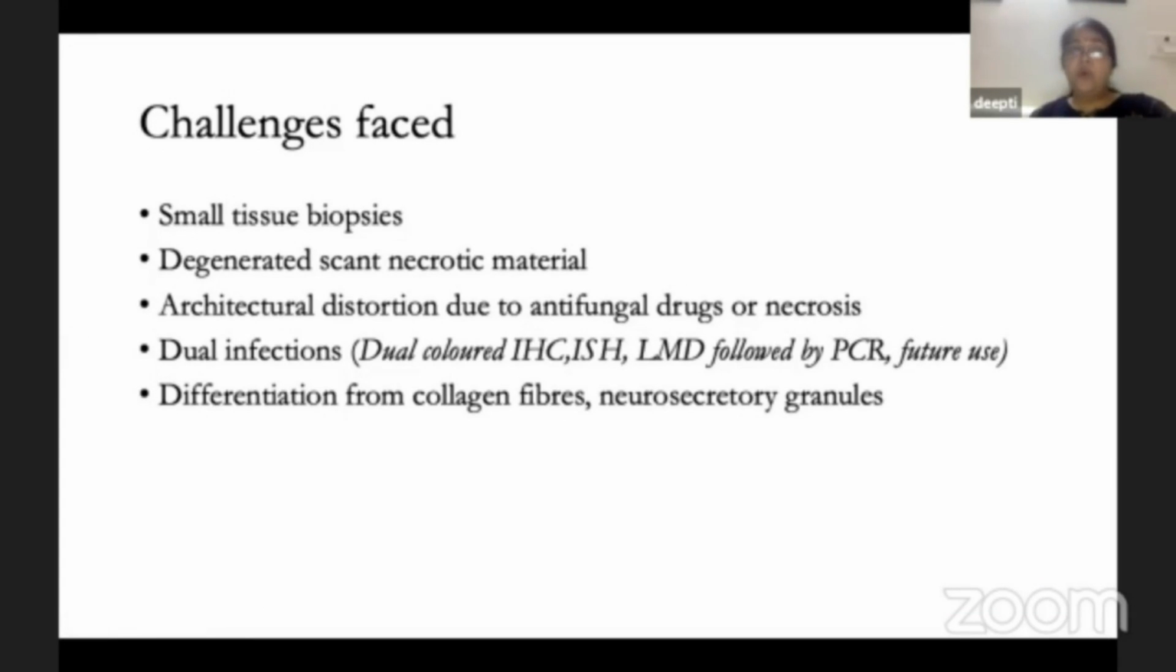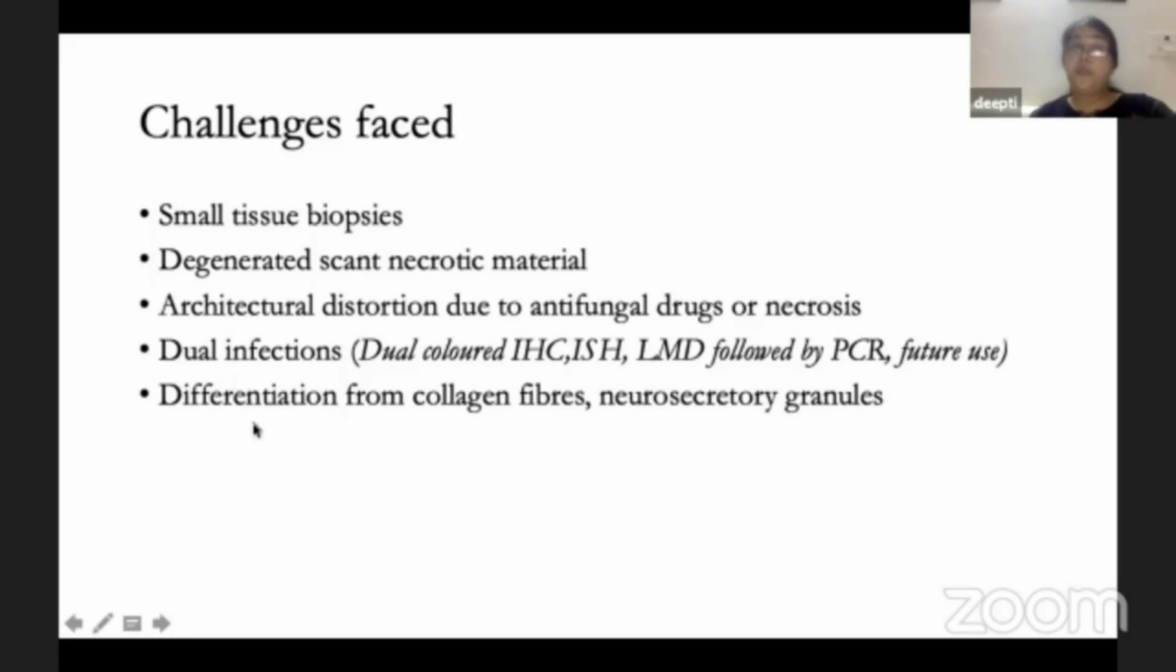Another problem which we commonly face is necrotic material, and at times there is a lot of architectural distortion. Collagen fibers also take up GMS stain, and neurosecretory granules may also take up GMS stain. The hyphae may become folded, they may become degraded, and under these circumstances it becomes difficult to differentiate them from hyphae.